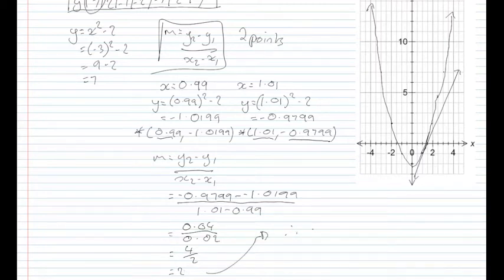Therefore, the rate of change at x equals 1 is 2. That is, the gradient of this graph of the tangent at x equals 1 is equal to 2.